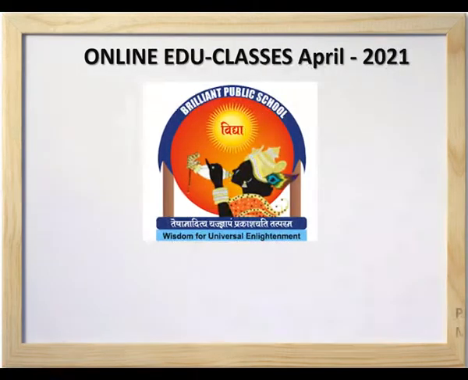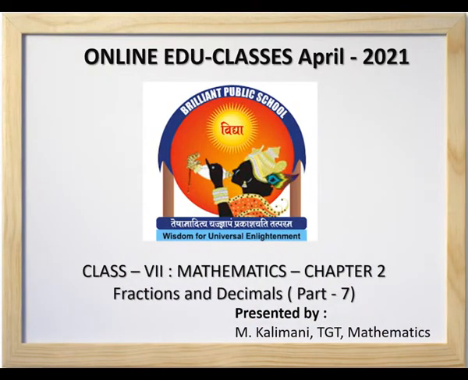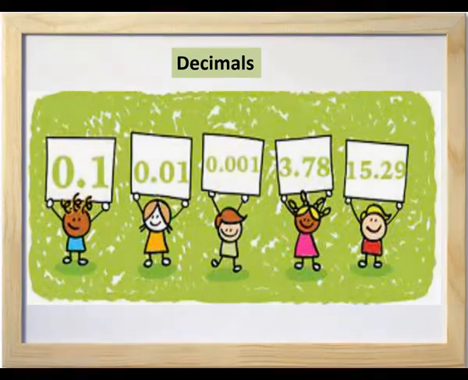Today we are going to learn chapter number 2, Fractions and Decimals, part 7. Children, in the previous class we have learnt about fractions and the different types of fractions. Today in this class we'll be learning a special type of fractions called decimals.